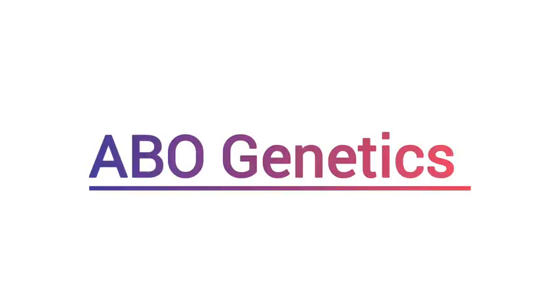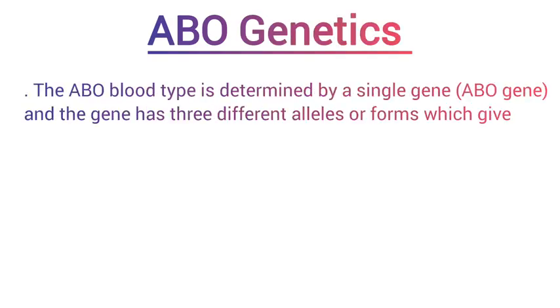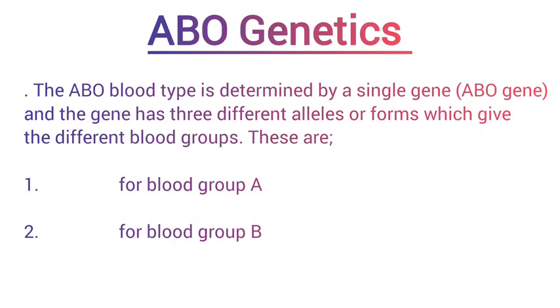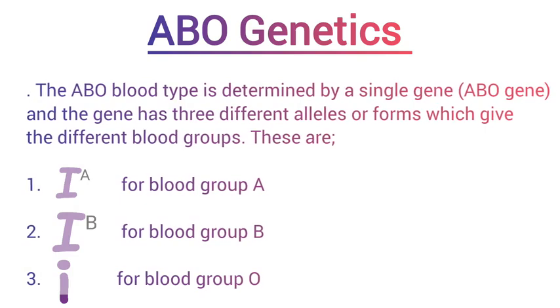ABO genetics. This basically talk about the genetic control to determine the blood group of a person. ABO blood type is determined by a single gene, the ABO blood gene, and the gene has three different alleles or forms, which are the IA, which determines the blood group A, IB, which determines the blood group B, and small letter i for blood group O.